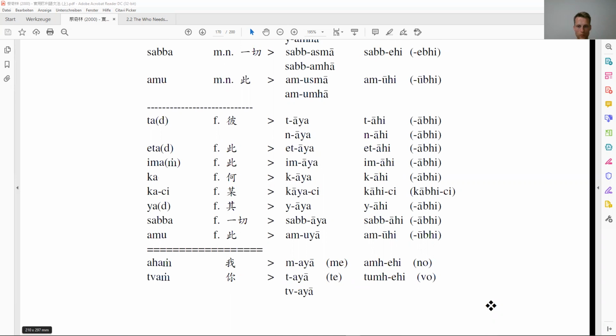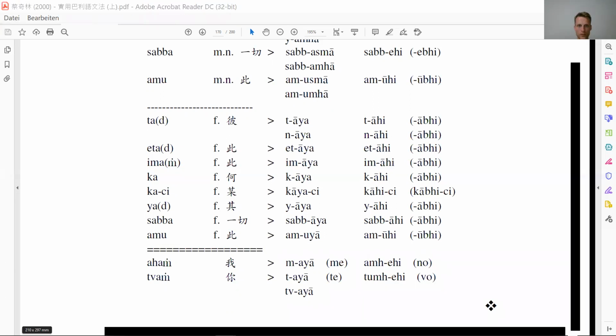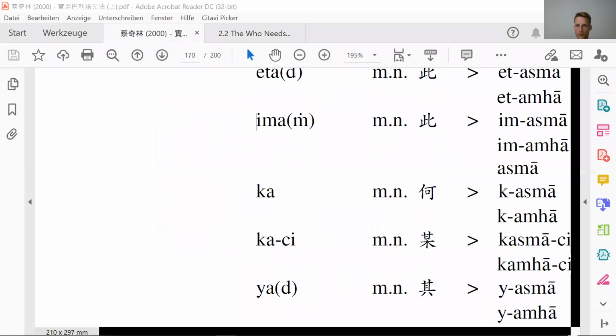Now, moreover, I want to give you examples of the ablative, of its usage. Therefore, we will have a look at the different examples.